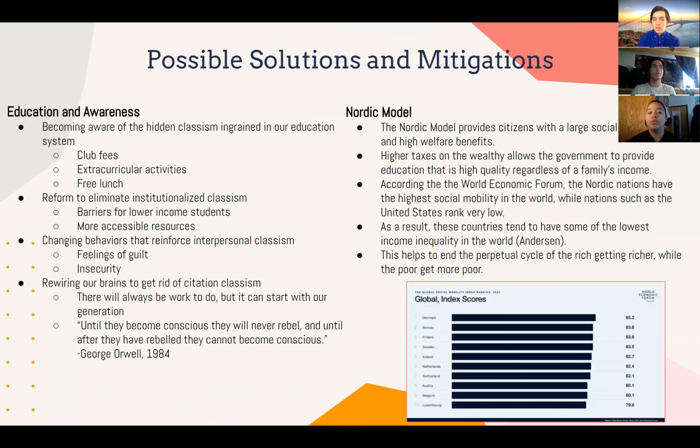So some possible solutions and mitigations. One side of it would be education and awareness. So becoming aware of the hidden classism ingrained in our education system.